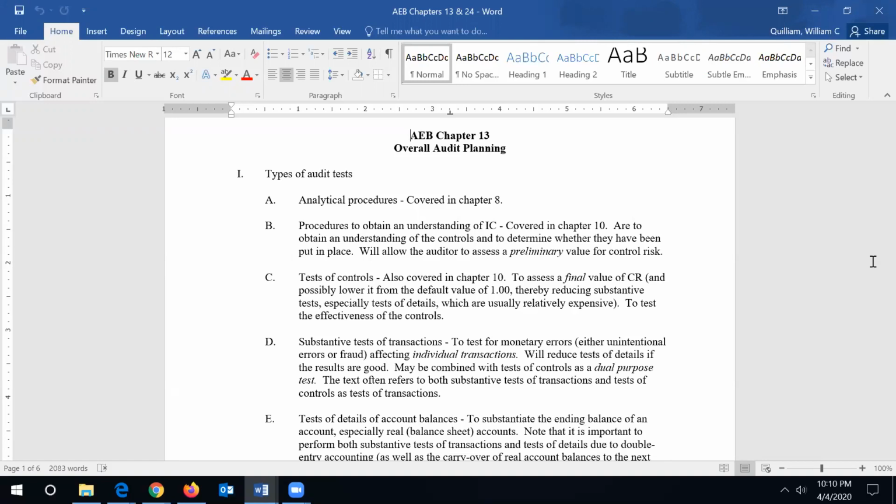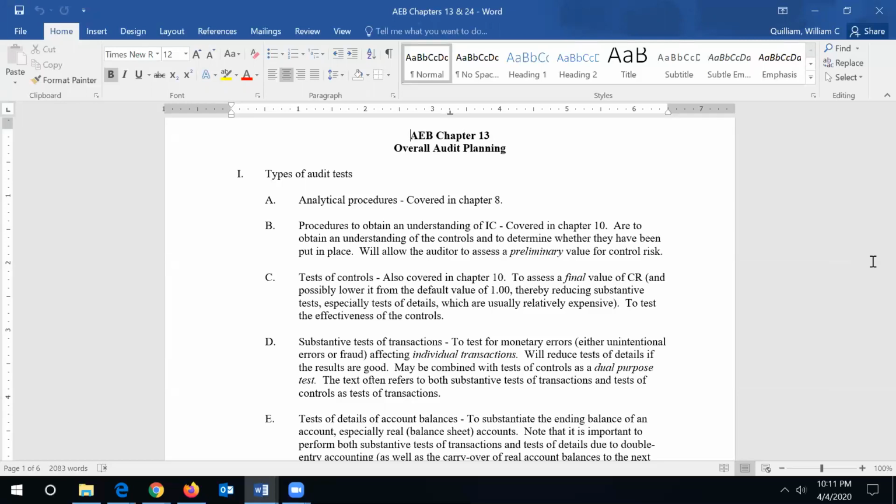We covered these in Chapter 8. We know these are things such as financial ratio analysis. They give us a quick and easy overview of where things may be good or where things may be bad in the way of financial statement misstatements.